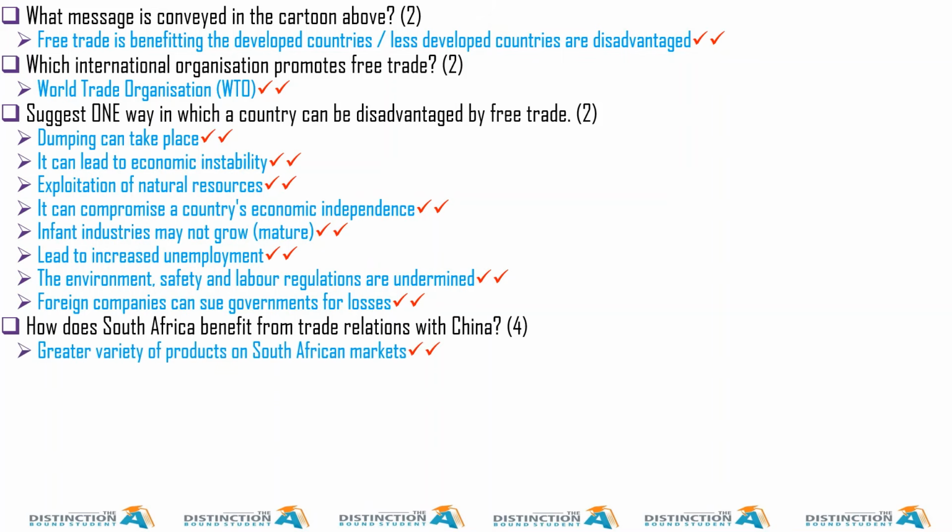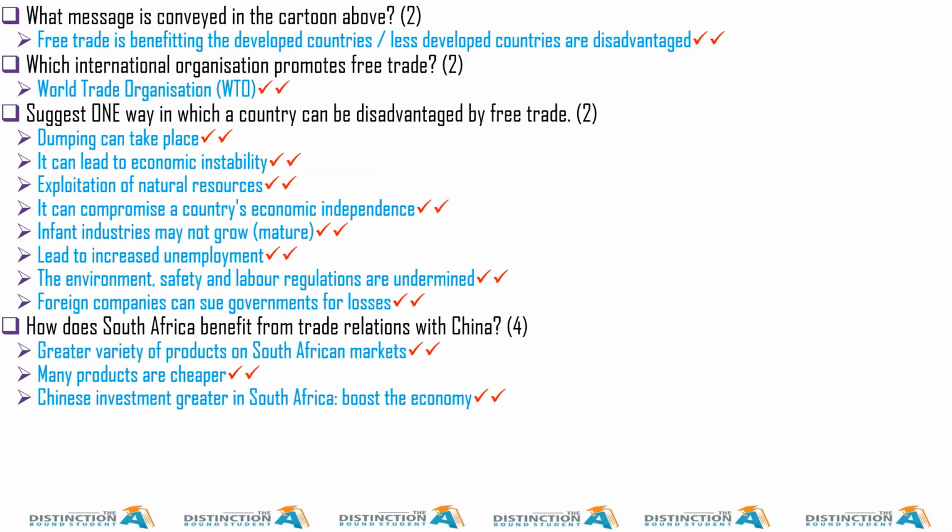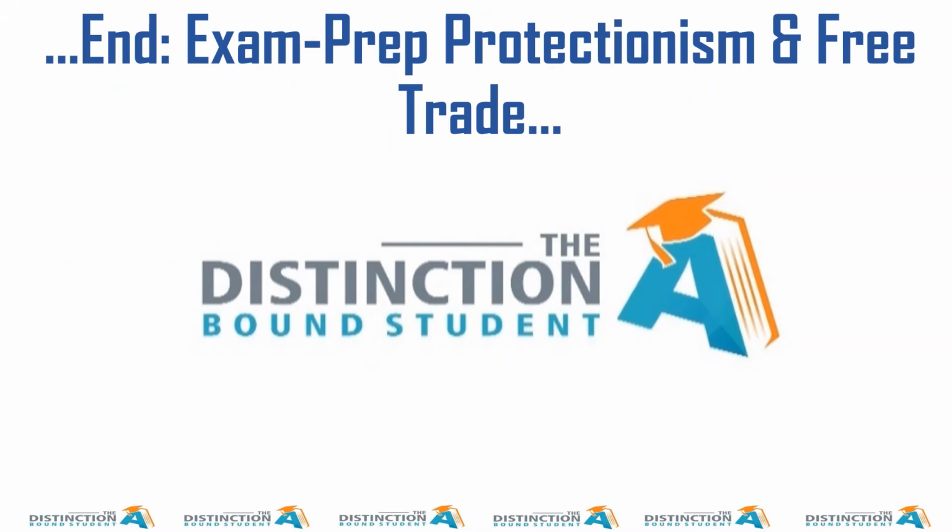How does South Africa benefit from trade relations with China? Okay, greater variety of products on the South African market. Many products are cheaper in South Africa, so that will help the consumer. Chinese investment is greater in South Africa, that will boost our economy. Both countries form part of the BRICS nations, Brazil, Russia, India, China, and South Africa. So it will benefit them even more.